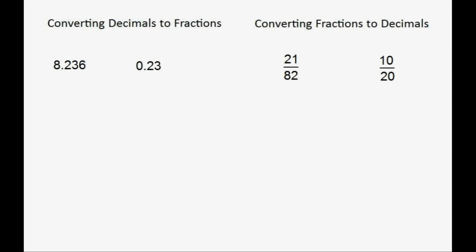Converting fractions to decimals. In order to convert a fraction to a decimal, we're just simply going to divide the numerator by the denominator. Let's take a look at our first example, 21 over 82. 21 divided by 82 is 0.256098.